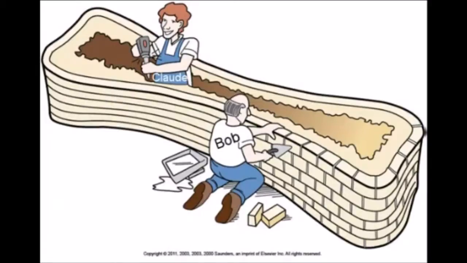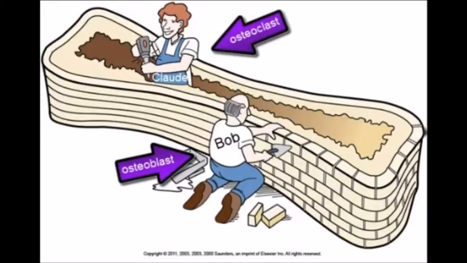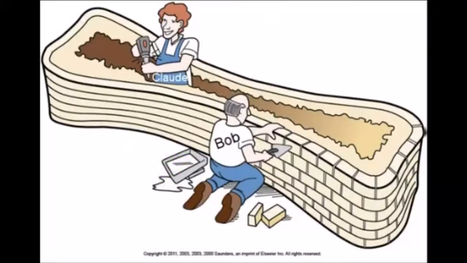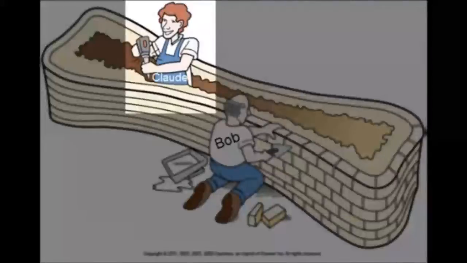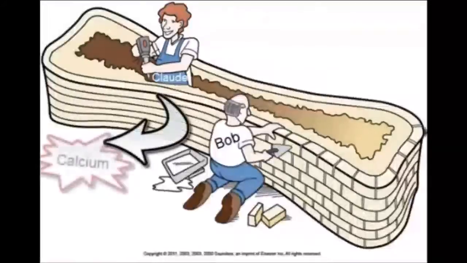So the idea here is that the osteoblasts build new bones, osteoclasts break down the bones. If the blood calcium level is very low, who do you think gets overtime? Bob or Claude? Claude, why? Exactly, because he's releasing calcium from the bone and putting it back into the blood.